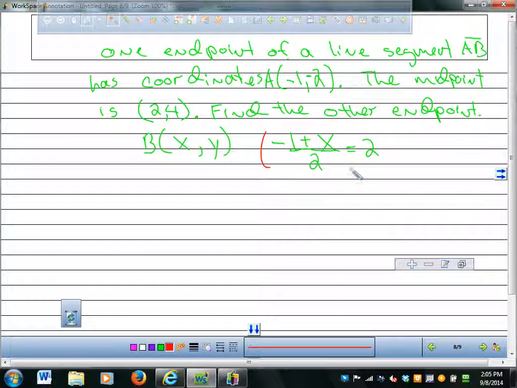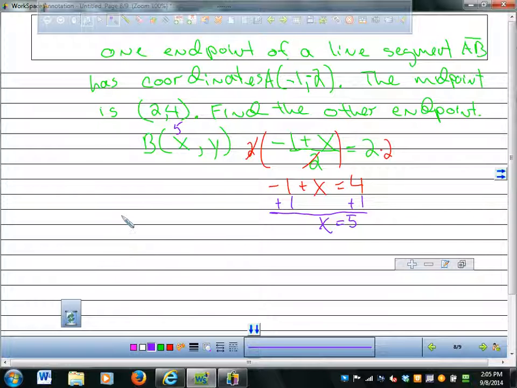So I'm going to multiply this side by 2. I'm going to multiply this side by 2, right? And I get, this goes away, that's why I do that. I get negative 1 plus x equals 4. And then I just do smaller algebra. Add 1, and I get x equals 5. So far, I know that this point is 5.